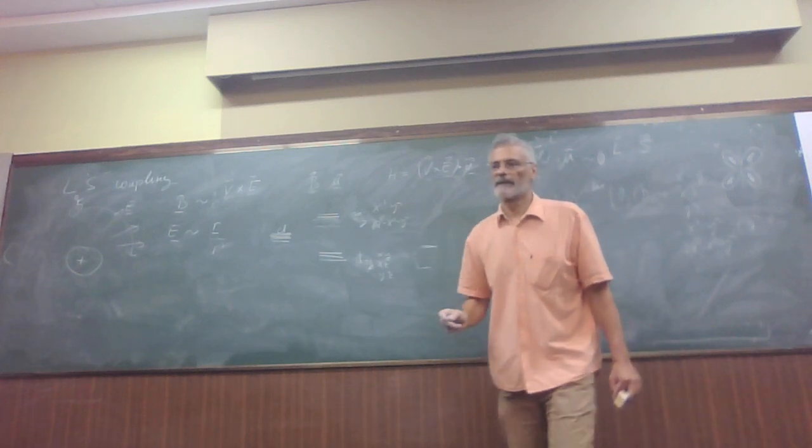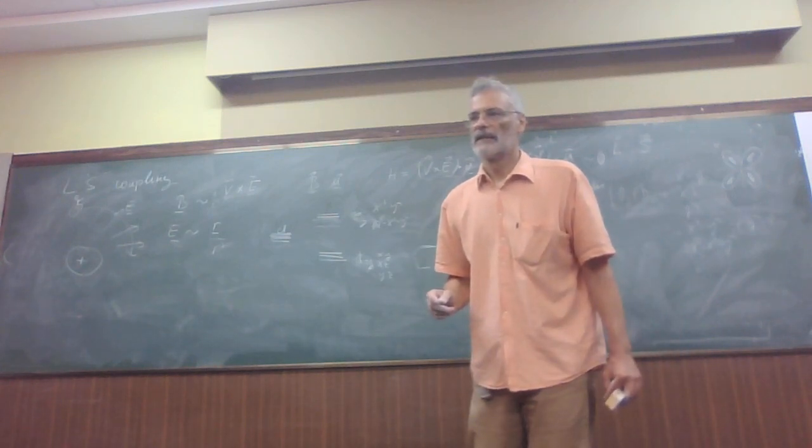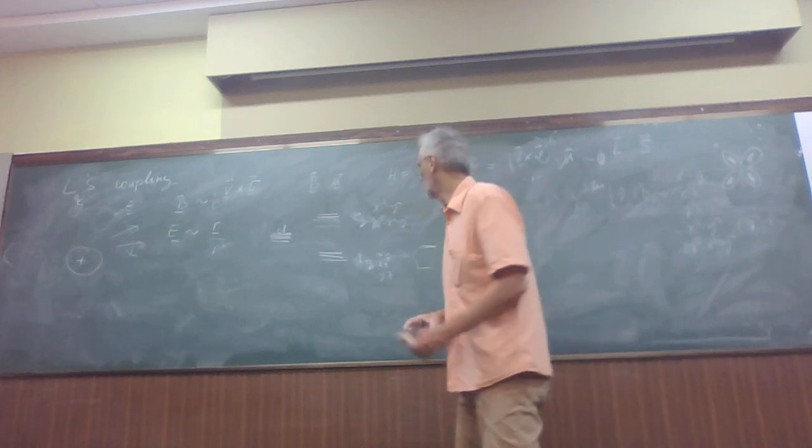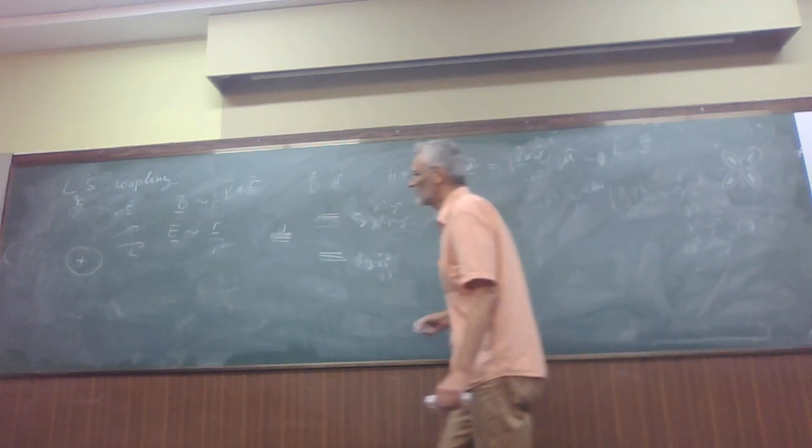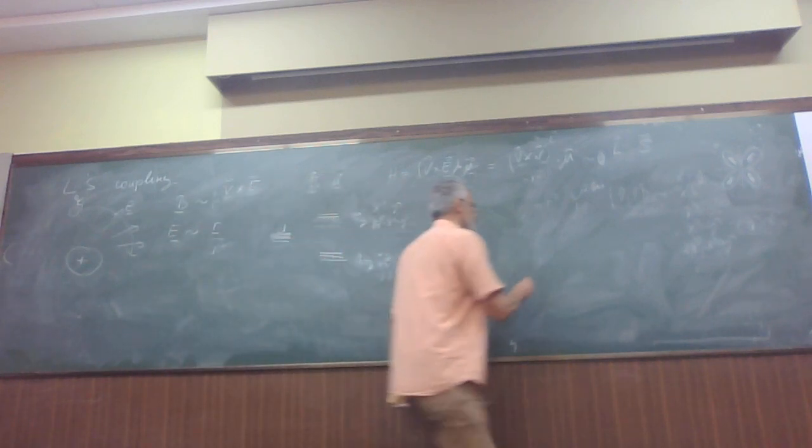Could you please repeat the argument for why x squared minus y squared and the other are degenerate, or at least how you sort of said it? Okay, so then the cube.